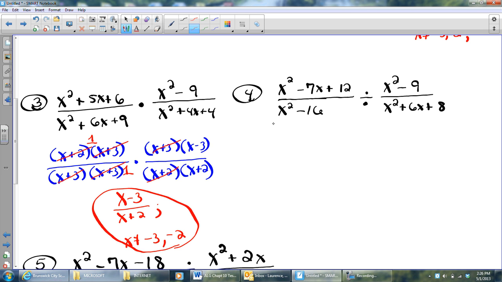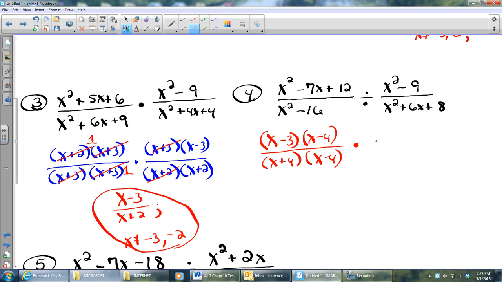Okay, let's check out problem number 4. I'm going to have to factor, and I believe the numerator is going to factor like this. Okay, the denominator is going to factor like this, but I have to change this problem to multiplication, right?